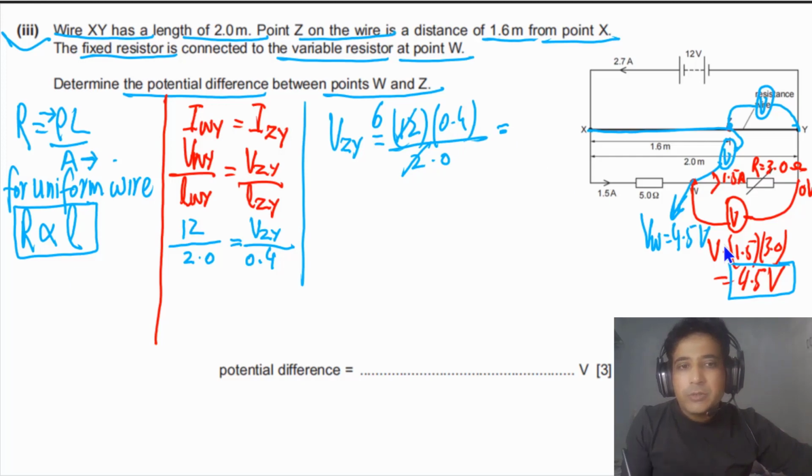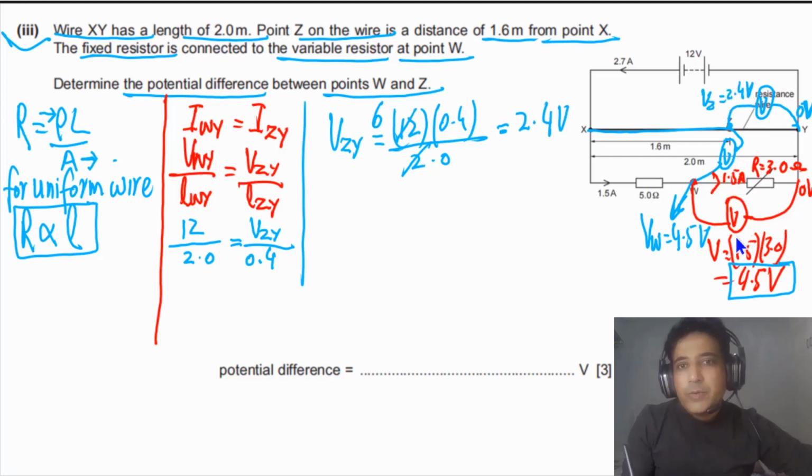And now simply we need to multiply 6 with 0.4. So if we multiply 6 with 0.4, this will be 2.4 volts. So we have the value of ZY, the potential difference between Z and Y. In this case, this side is also at 0 potential. So this side has to be at 2.4 volts.